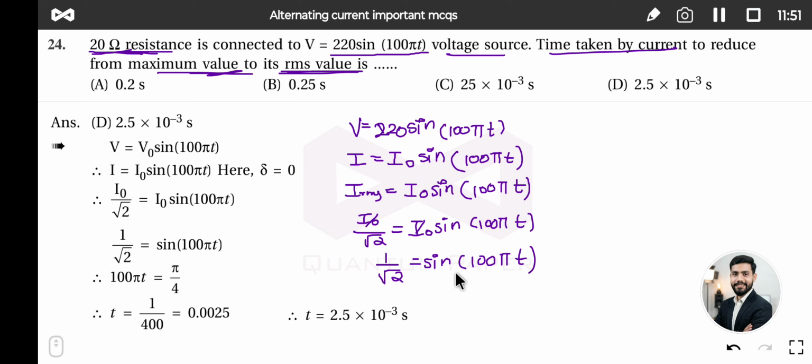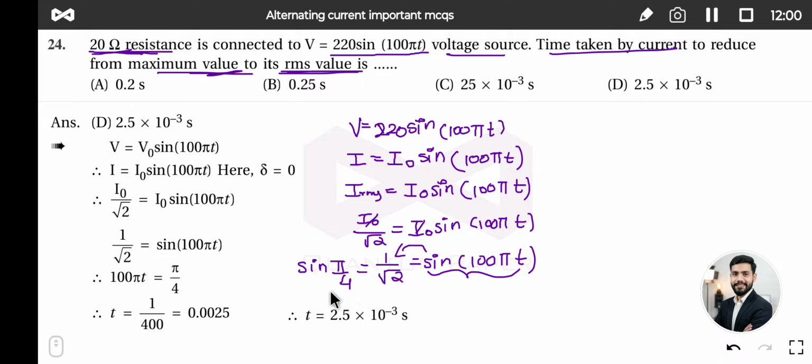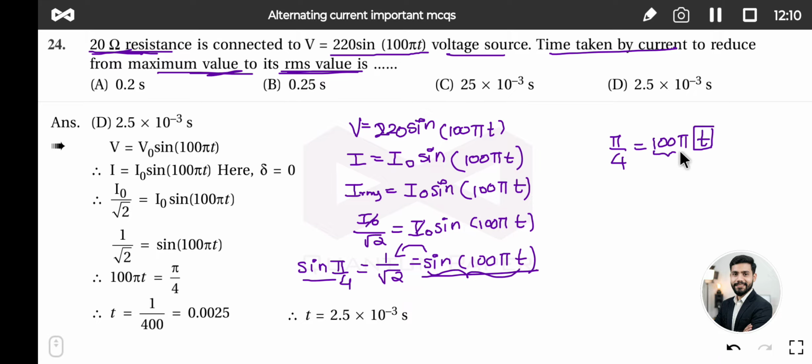So at what angle does sine give you 1 by root 2? 1 by root 2 is nothing but sine 45 degree, which means pi by 4. If we compare the two sides, we get pi by 4 is equal to 100 pi t. We have to find out the time t. So 100 and pi will go in the denominator: pi upon 4 into 100 pi. Pi and pi get cancelled. 4 into 100 is 400. So 1 by 400.